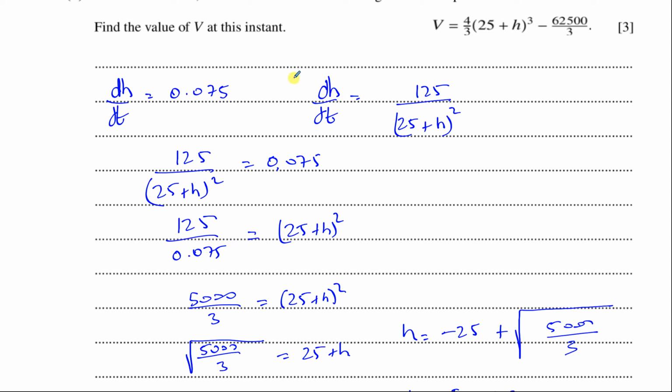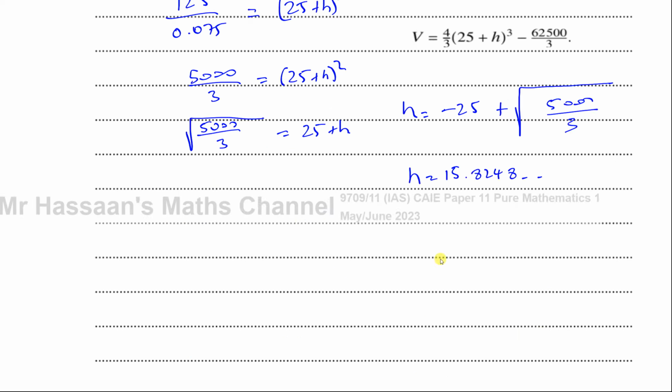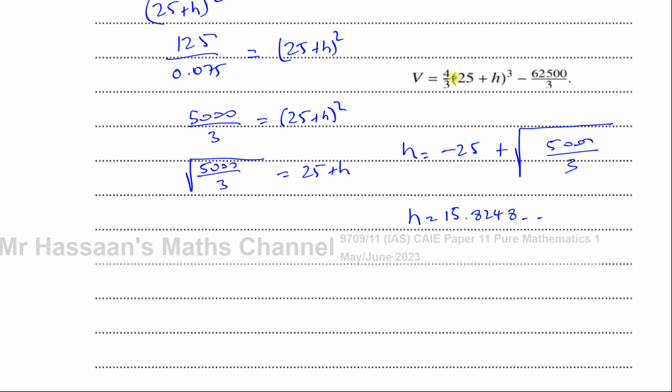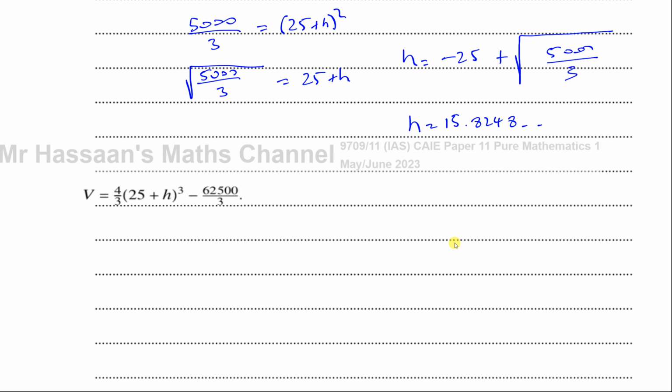Now we have to find the volume when dh/dt is 0.075. So we're going to take this formula, which I've copied from the other page. This is the formula they gave us for the volume. Now I want to find the volume when h is equal to this, so in this formula I replace h with this value here. So volume is equal to 4 over 3 times (25 plus 15.8248), and this bracket is cubed, minus 62,500 over 3. That should be our answer.